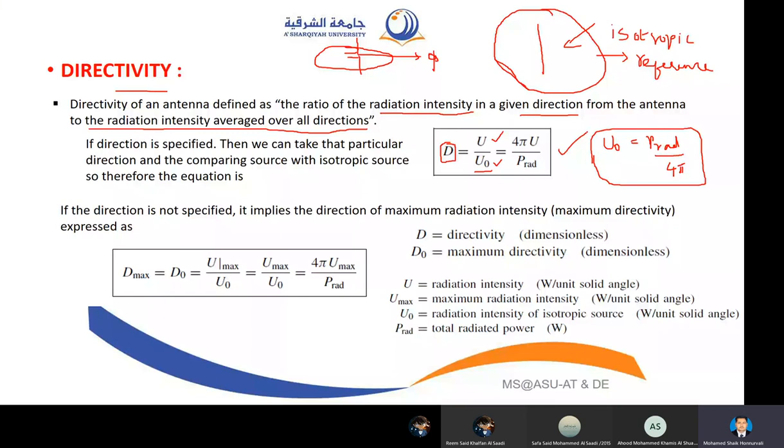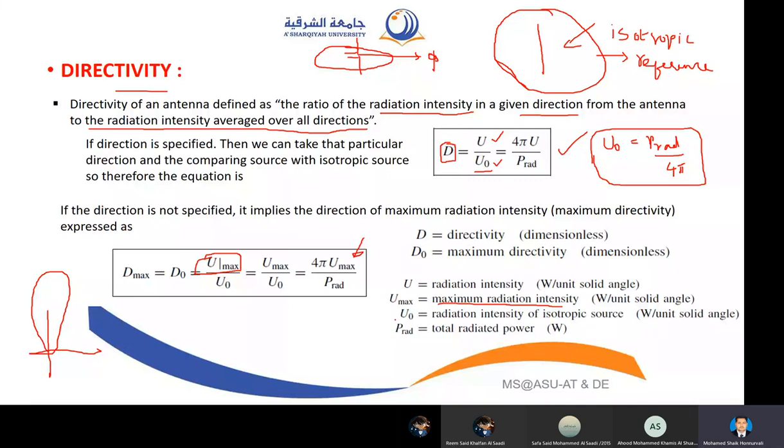Usually in practical cases, you always have one major lobe like this. In this major lobe, you know the direction. This is the maximum direction, right? So we will directly take this maximum direction region. Therefore, we will just modify the equation here. Radiation intensity at the maximum direction, U maximum, divided by the radiation intensity of an isotropic antenna. So the formula is the same, just you will have U max here. U max means the maximum radiation intensity. That's it.